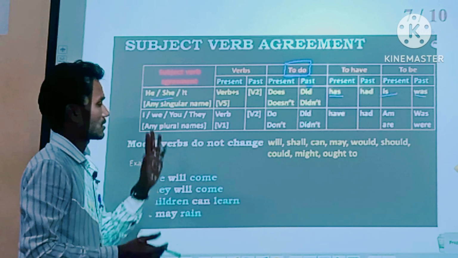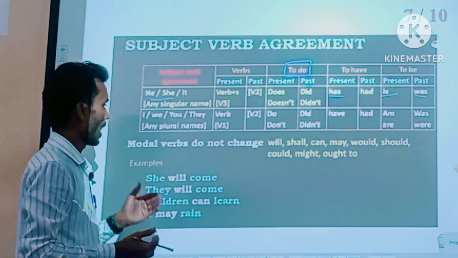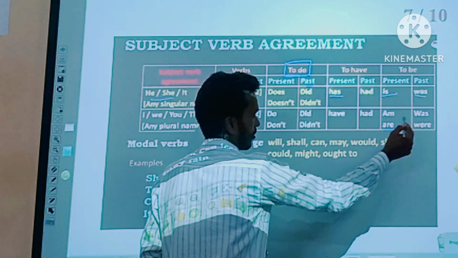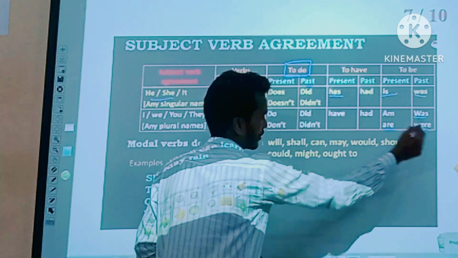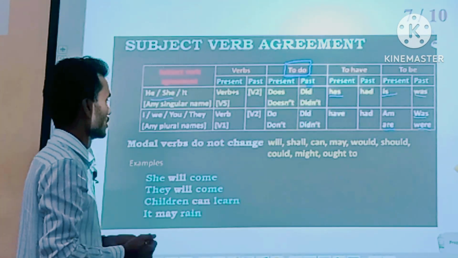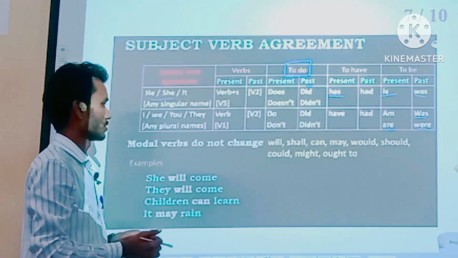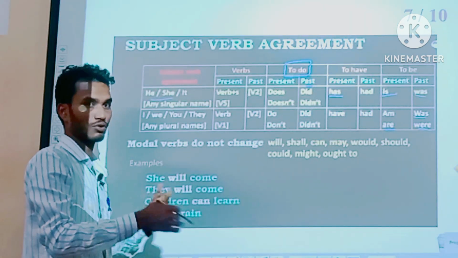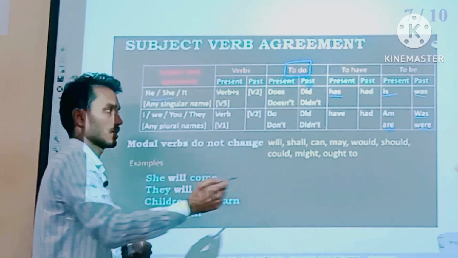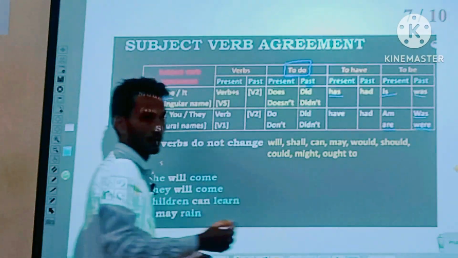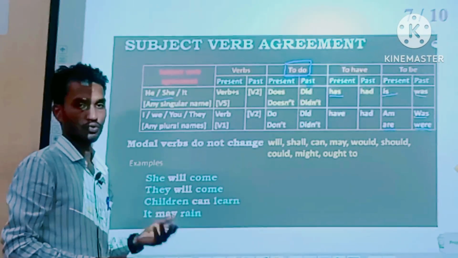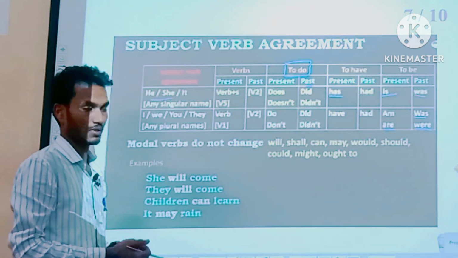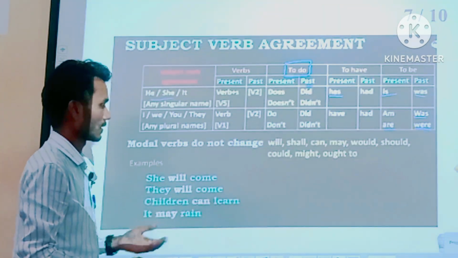Then if the subject is plural, I, we, you, they, the be form, was or were, should be used, right? In present tense we should say we are playing cricket, but when it goes to past tense, we were playing cricket, were. They are students in present tense, right? But in past tense it becomes they were students, were, right?